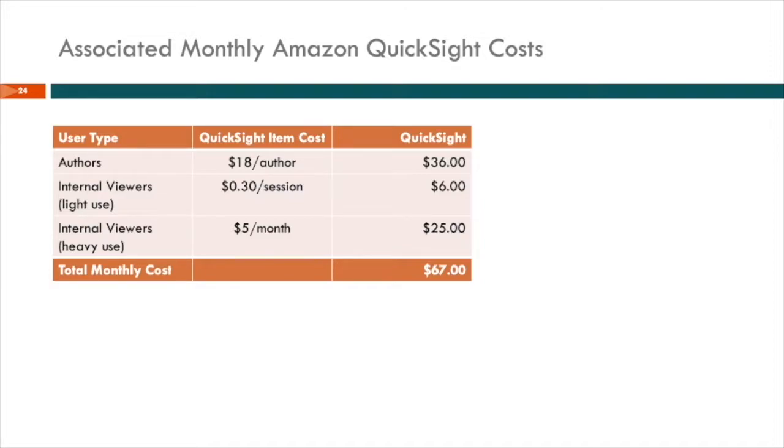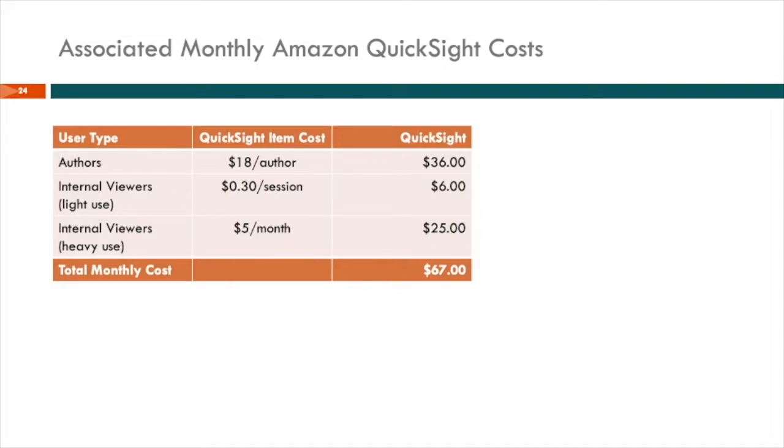Internal viewers, these are people looking about 1 time a week, so we're looking at about 36 cents per session, 4 sessions a week. You're looking at $6 a month. Heavy viewers, we're looking at about 25. So you're looking at about $67 a month to support that. That's not a lot of money to have that capability, right?